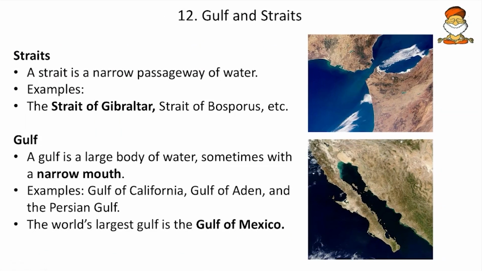Then gulfs and straits. A strait is a narrow passageway of water, and here we can see the narrow passageway of water, and the Strait of Gibraltar, Strait of Bosphorus. All these are some of the straits. And then a gulf is a large water body, sometimes with a narrow mouth. So here we can see the large water body, and here we will have a narrow mouth. So Gulf of California, Gulf of Aden. So friends, for us, the concept is not what is important for prelims, but the map work.